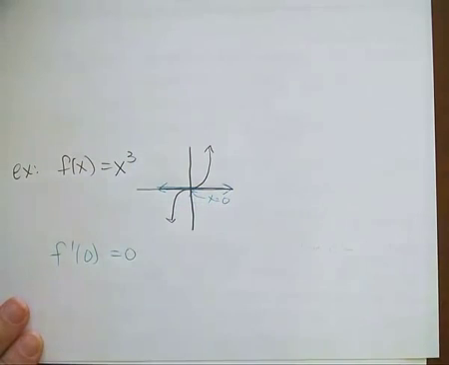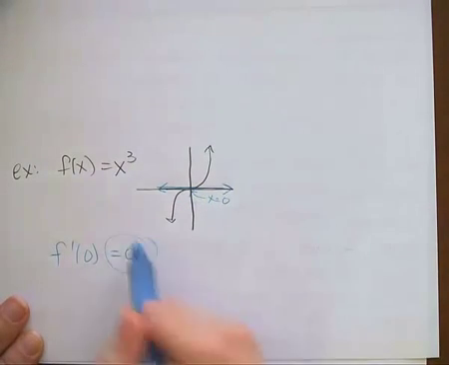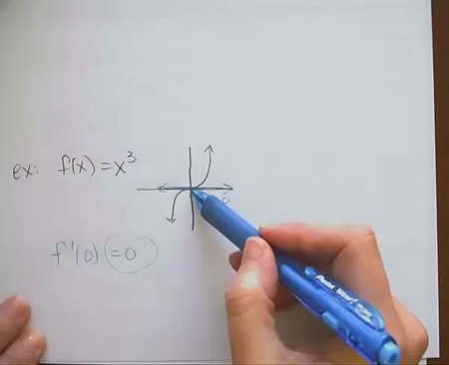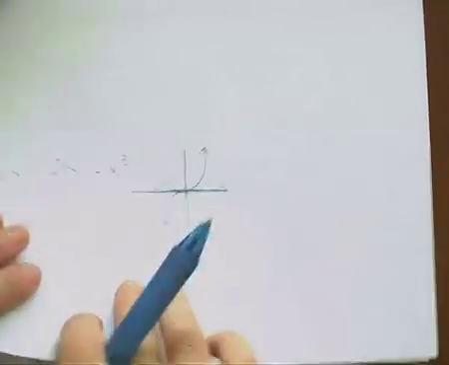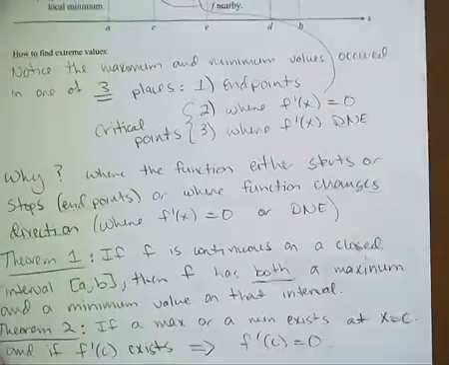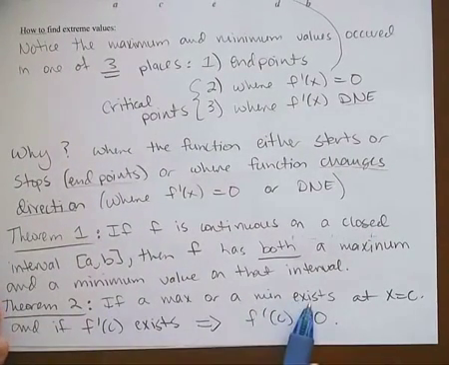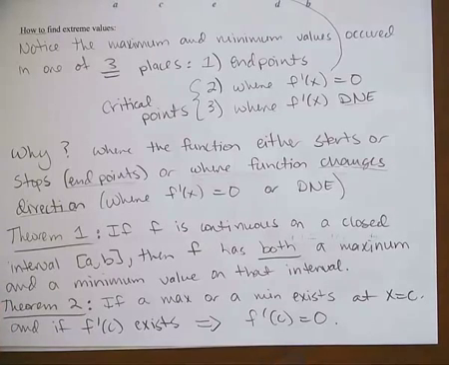And that happens every now and then. So just because the derivative is 0 doesn't mean you have a max or a min. So just something to keep in mind. But if a max or min exists and the derivative exists, then that derivative must be 0, which is going to help us find these critical points.